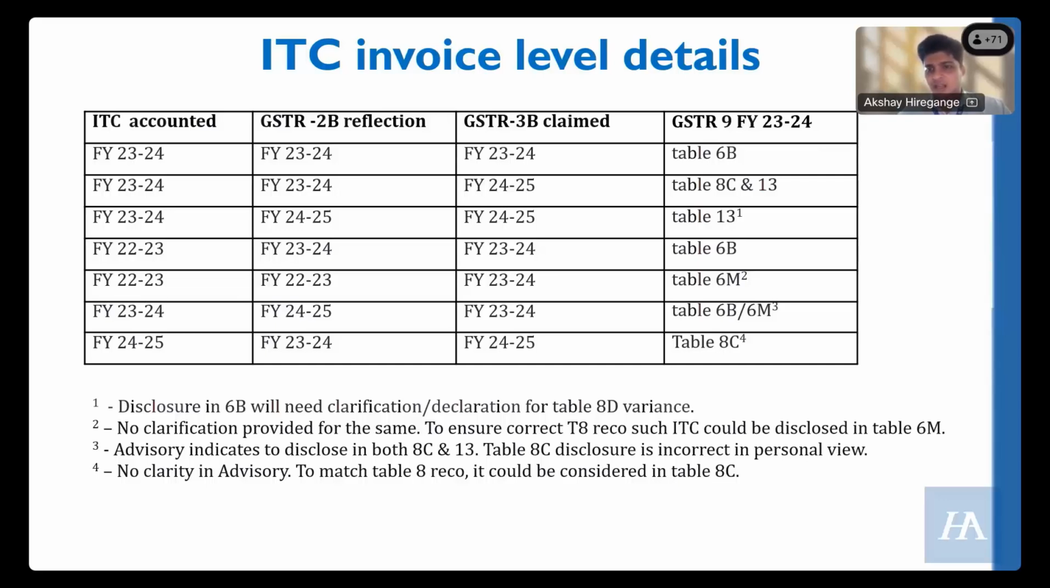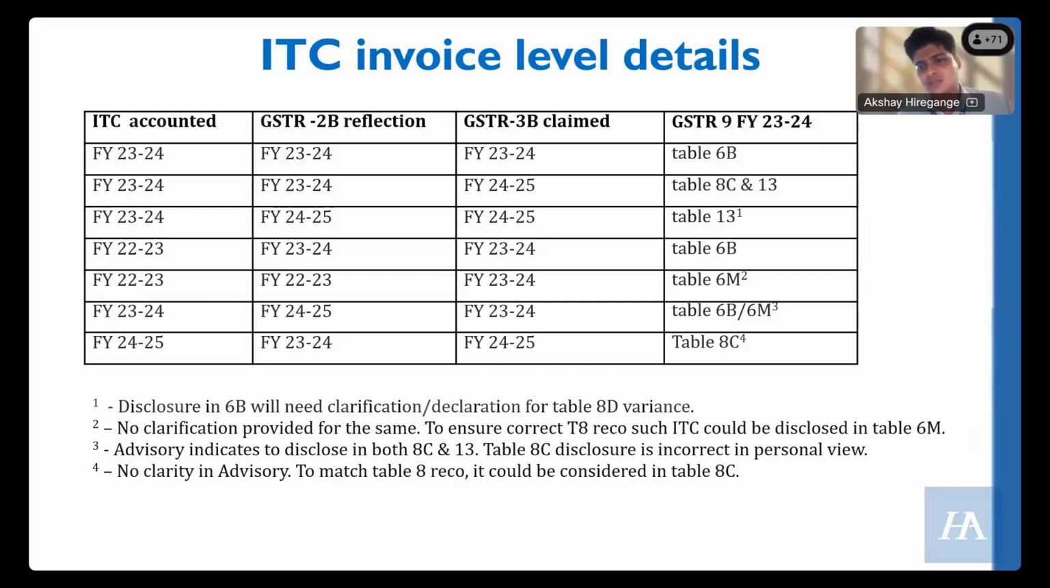Only the final reclaim will be shown in 6B. If it was permanently eligible credit, it will be only in 6B. If it was claimed and reversed, then you'll show it in 6B and you'll show it in 4B1. The reason I'm saying 6B is because those ineligible credits you would have matched with 2B and then only confirm that it is ineligible. So to that extent, 6B disclosure is there.